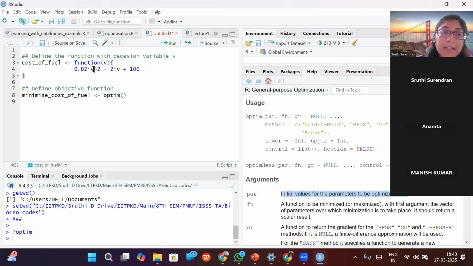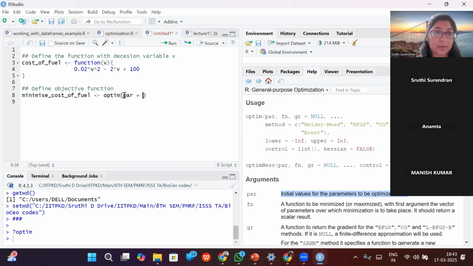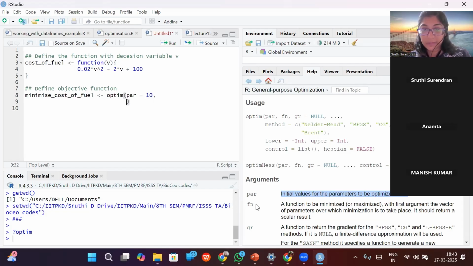So we want to optimize this parameter V. We want to find the best, the most efficient value of this parameter V. And so our par is going to be equal to that. Par is equal to the initial value. We have to give some initial value. We have constraints also, remember. So we first give an initial value of V, say, let's give it 10. Now, the next argument is the function. We have defined the function over here as the cost of fuel. So function is equal to cost of fuel.